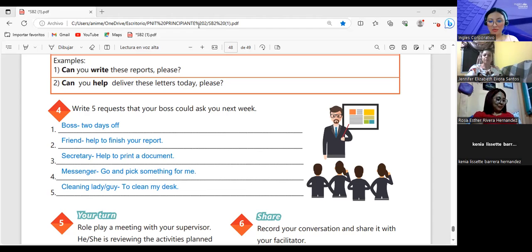Imagínense, también mi pregunta va en forma de verbo modal. Would you help her? ¿Le ayudarías? Would you help her? No le digo, will you help her? ¿Le ayudaría? No, porque will es dándole la indicación que la ayude. Okay, I really like that one.